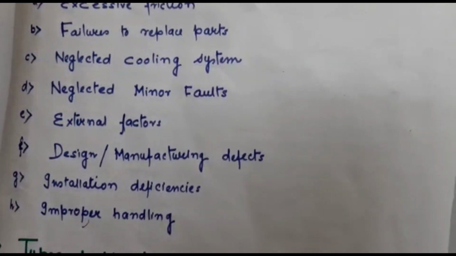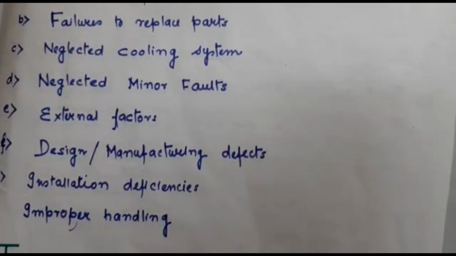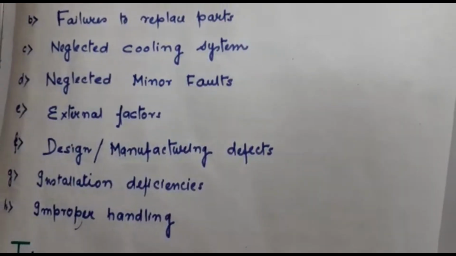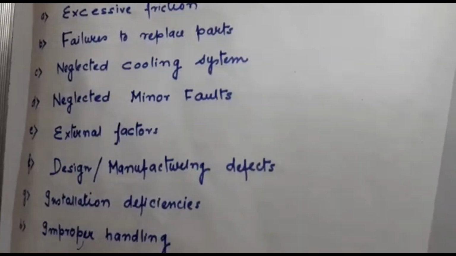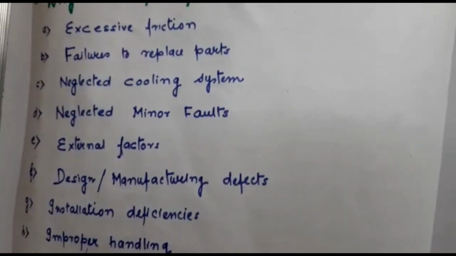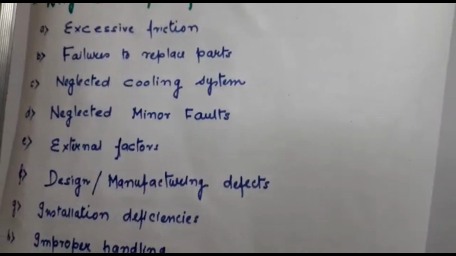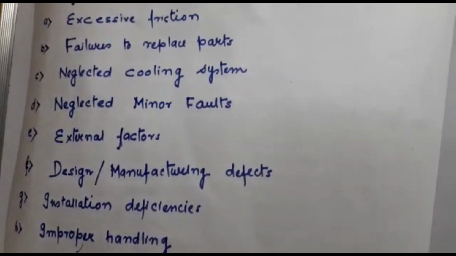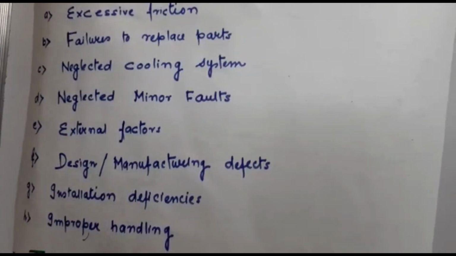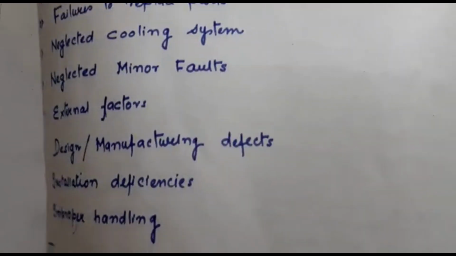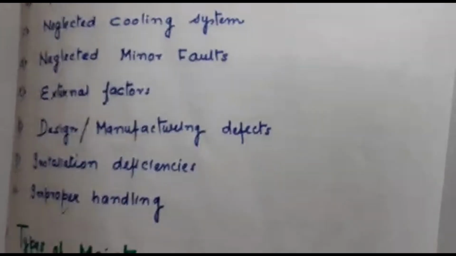Sometimes we find that the machine fails because of poor design or manufacturing defects in the equipment. Sometimes also we see that there are no manufacturing defects, but the machine fails because of installation deficiencies. Or finally, the machine may fail because of improper handling of the machine by the operators, and for that we should give proper training to the workers.